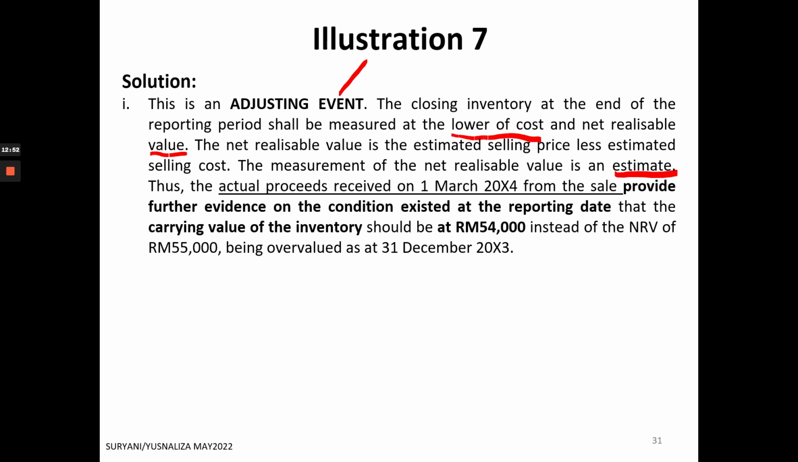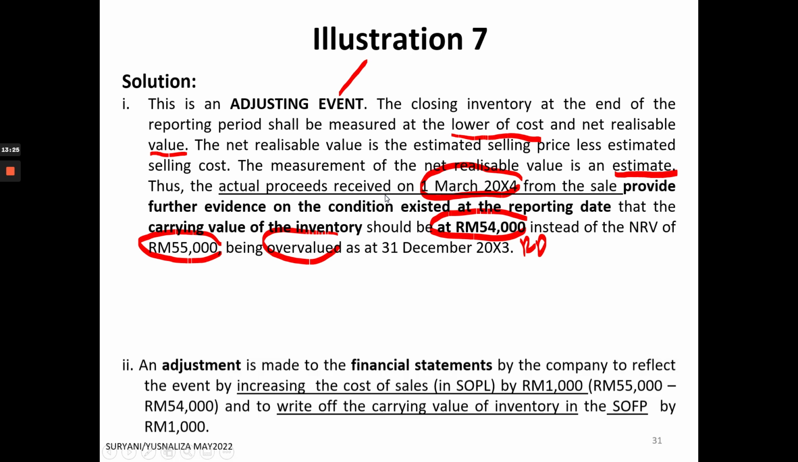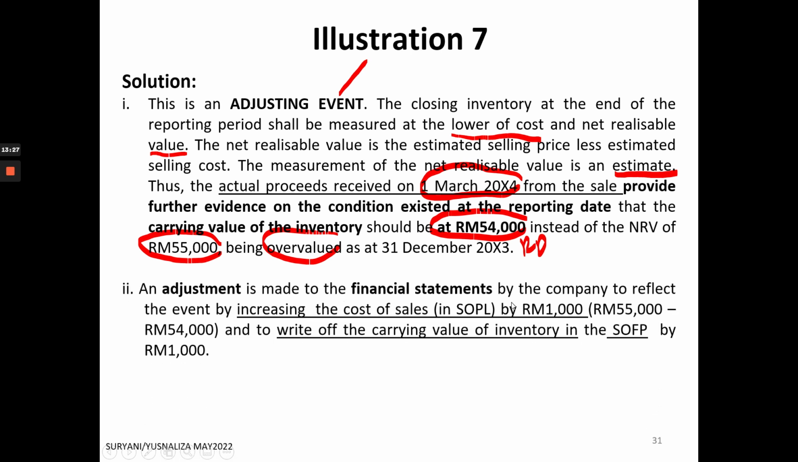And the actual proceeds that were received on 1st March for the subsequent sale of the inventory after the reporting period provide further evidence of the condition that existed, that the inventory must now be written down to 54,000. So the carrying value of the inventory that was at cost will now be written down from 55,000, since it was being overstated or overvalued as at the reporting date. And 1st of March is before the authorization date, and the adjustment must be made to the financial statement.